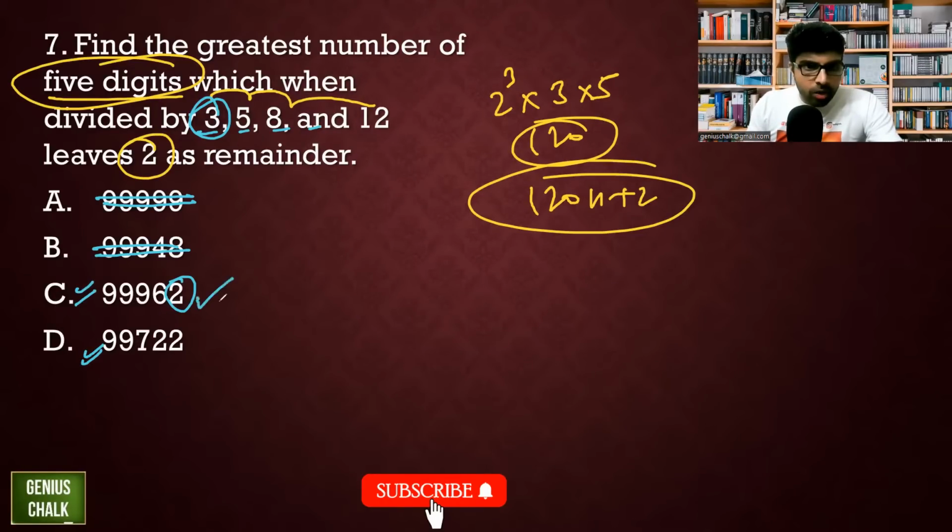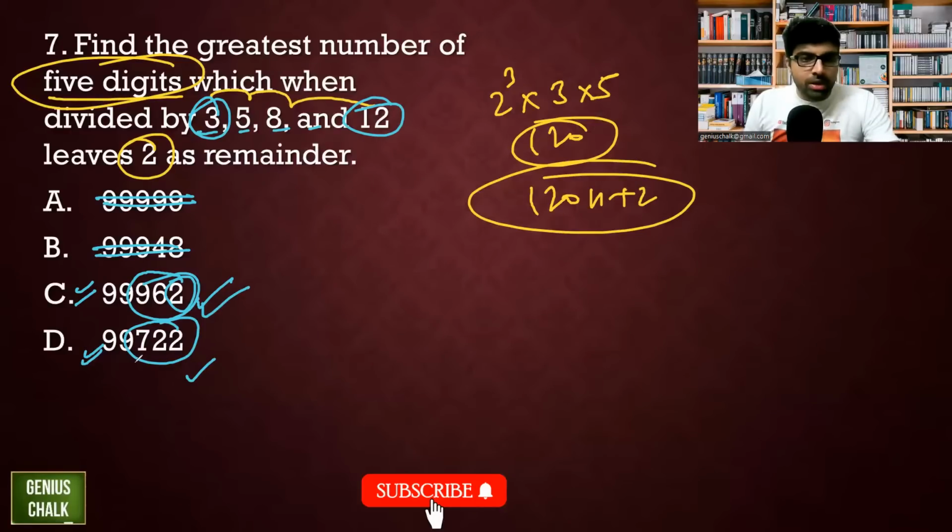Divisible by 5, giving 2 remainder, 2 remainder. Divisible by 8, yes, giving 2 as remainder. Divisible by 12, let's see, 12 9s are 96, fine. 12 6s are 72. So both are satisfying all of the divisibility rules. But it is saying greatest number. So which is the greatest one? I will pick option C as this is the greatest number, 99962. Although the other is also satisfying all the conditions, I have to go with this option.